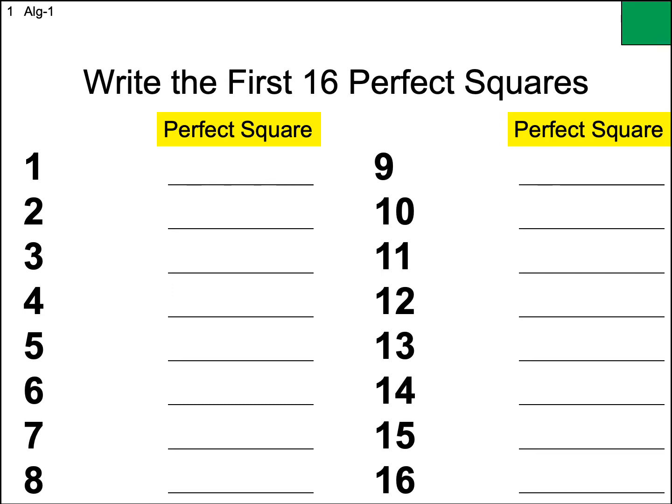Now, technically, it's the first 17 because 0 times 0 is 0. 1 times 1 is 1, so 1 is a perfect square. Notice which one I'm calling, the answer is the perfect square. 2 isn't a perfect square, but 4 is a perfect square. 9 is a perfect square, 16, and so forth and so on. All right, go ahead and finish that. Did you finish, or are you waiting for me to show you the answers?